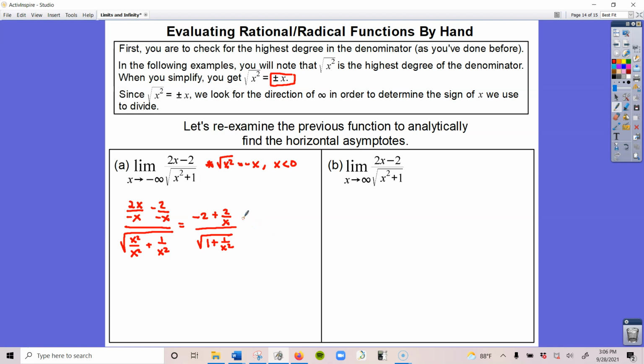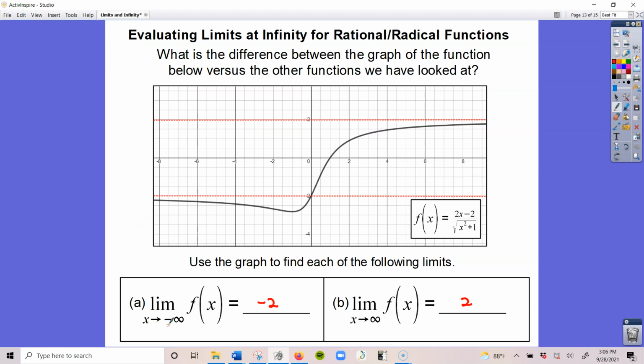Now we're going to go ahead and plug in negative infinity. So negative 2 plus 2 over negative infinity, which is still 0, over the square root of 1 plus 1 over negative infinity, which would be 0. So now let's work this out. We get negative 2 plus 0 is negative 2, over the square root of 1, which is 1. So this gives me negative 2. And as we saw in the previous example, the limit as x approaches negative infinity of that function is negative 2.